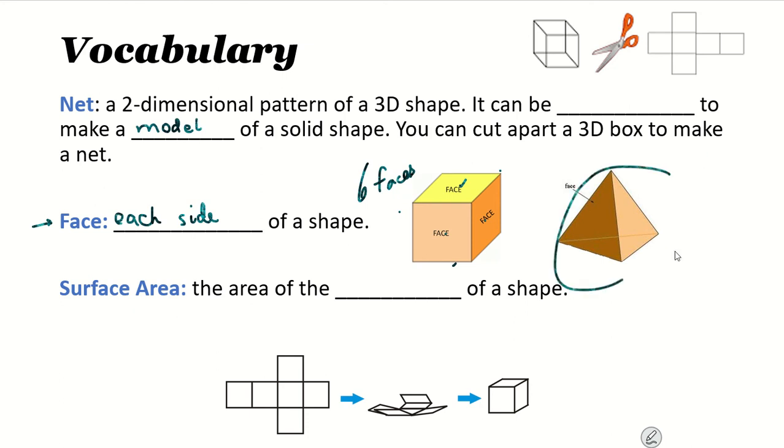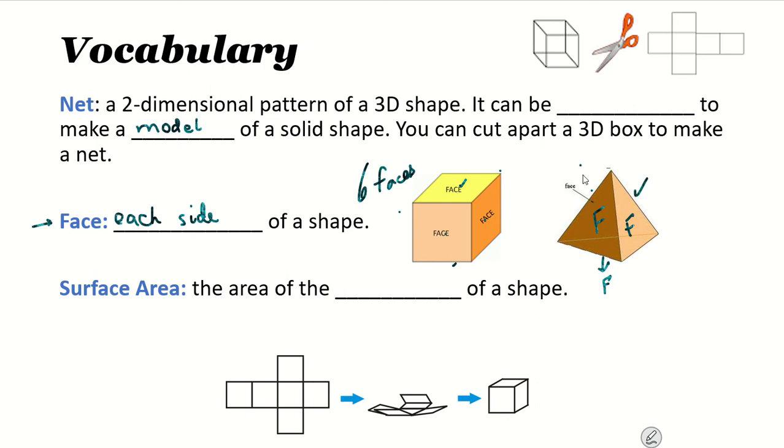What about this pyramid right here? How many faces do you think are on this pyramid? Each side is a face. So this right here, that's a face. That's a face. Obviously, there'd be a face at the bottom, right? That it's sitting on. And I guess there'd be two in the back.